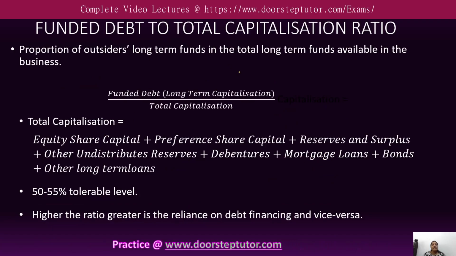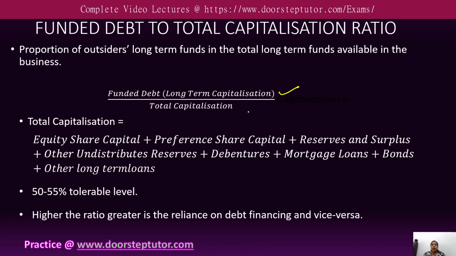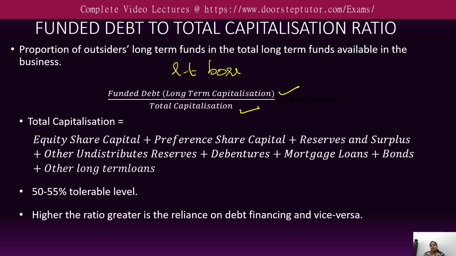We have now the funded debt to total capitalization ratio. Funded debt refers to the long-term sources of funds, the long-term borrowings of a firm in the capital structure, like debentures, bonds, and so on. And total capitalization refers to the total of all the long-term funds available to the business. As you can see in the calculation, it includes share capital, both equity and preference, all the reserves, and all the outsiders' funds like debentures, loans, and bonds.